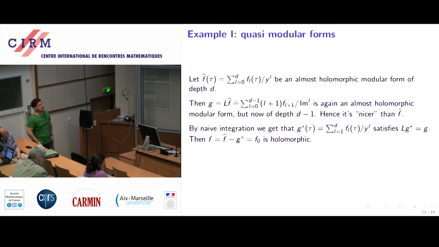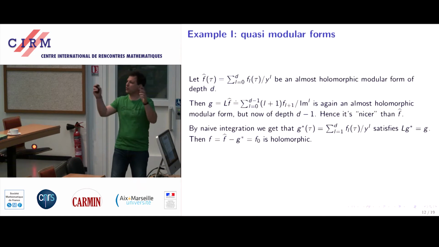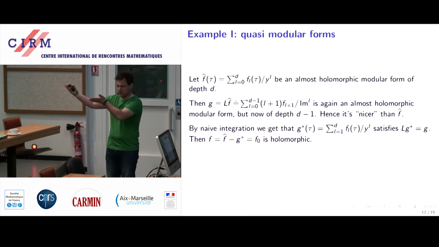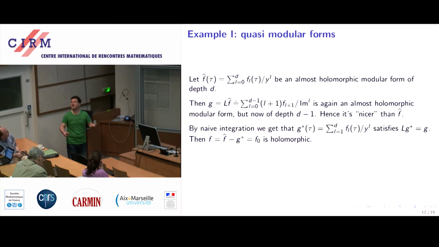And that indeed satisfies the condition that the Maass lowering operator applied to this exactly gives you g back. And then the holomorphic part is the difference of my function and the function that you found. In this case, that's exactly f_0, and that is, of course, holomorphic. So f_0 is the holomorphic part of this almost holomorphic modular form.